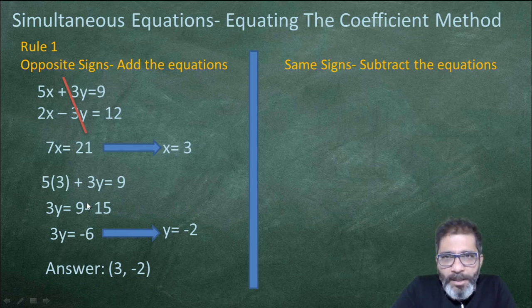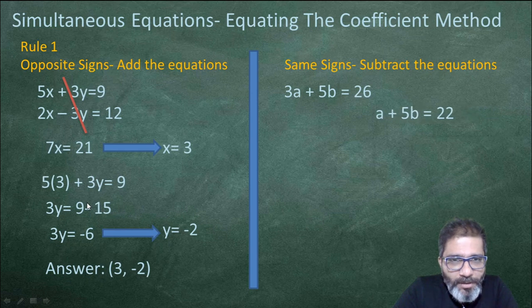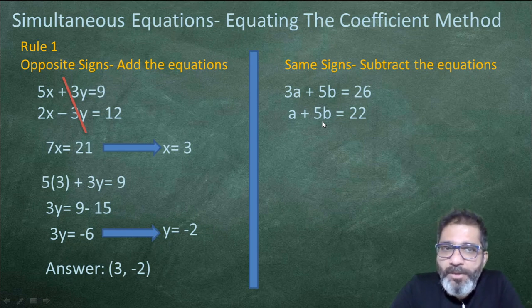Now let's see what we do when we have same signs. The rule is subtract the equations. I've taken two equations, 3a plus 5b equal to 26 and a plus 5b equal to 22. Now if you see, the coefficient of b in both equations is plus 5, plus 5. If you add plus 5 and plus 5, your answer is not 0, it is going to be 10. So adding is not the solution for this. So what we do is subtract.